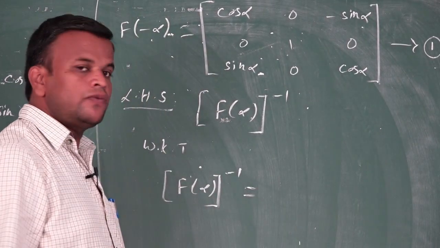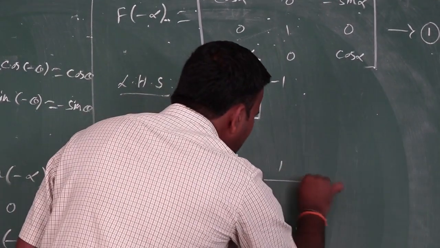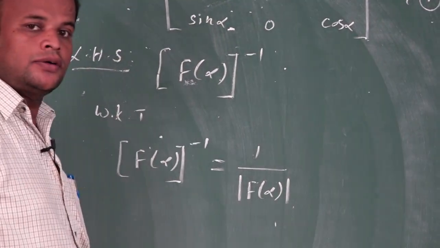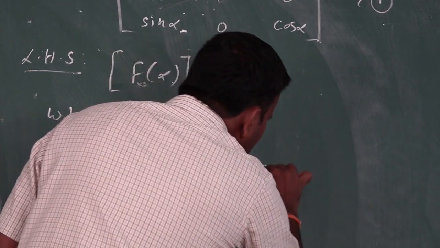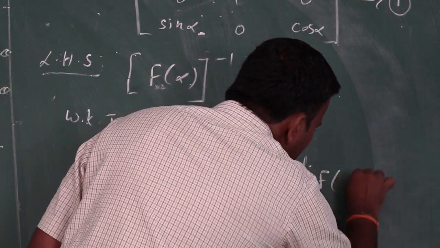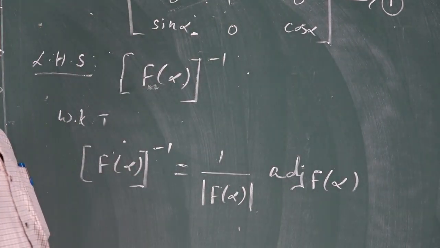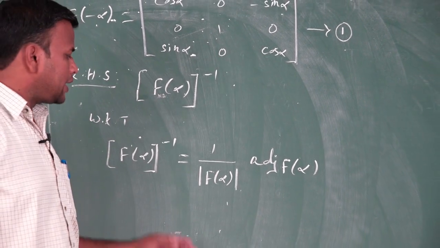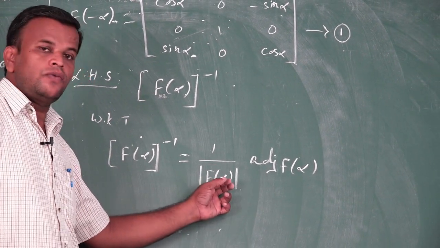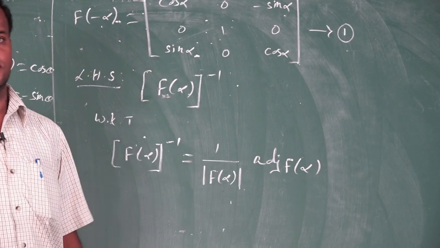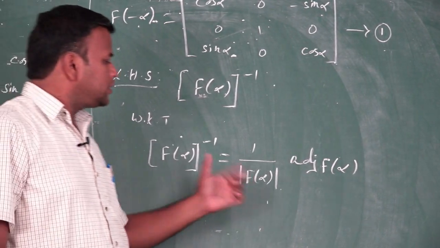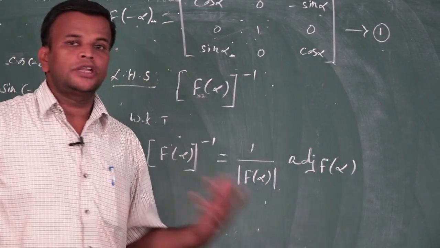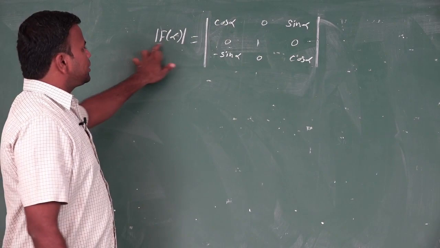The formula of f of alpha the whole inverse is 1 by determinant f of alpha into adjoint of f of alpha. So we need f of alpha the whole inverse. Two terms are needed: determinant f of alpha and adjoint of f of alpha. You know the working rule, how to find the determinant of 3 by 3 and how to find the adjoint of 3 by 3.